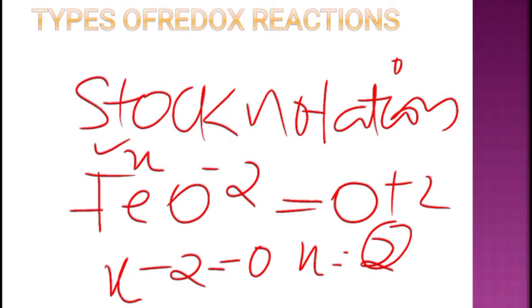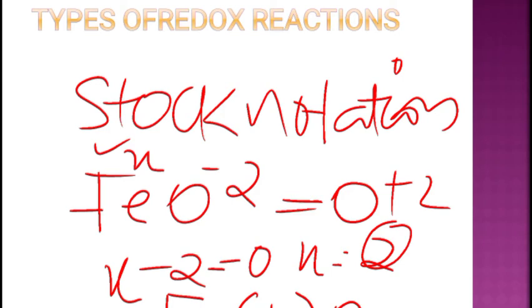So this can be represented by the stock notation for iron. The oxidation state should be represented by a Roman numeral in brackets. Like this method, we can represent the oxidation state of a metal in the compound. This representation is known as stock notation. Okay. Then we'll move to types of redox reactions.